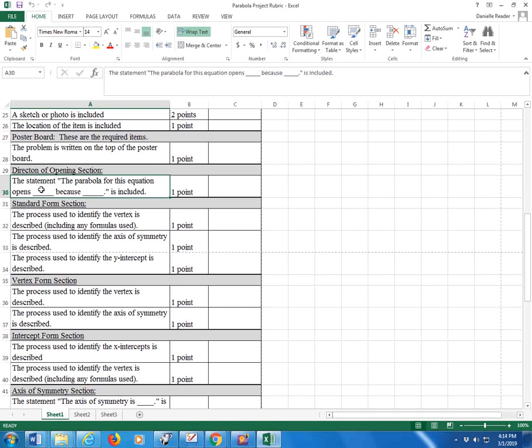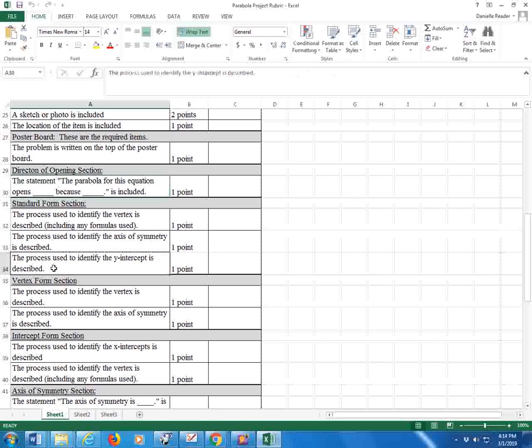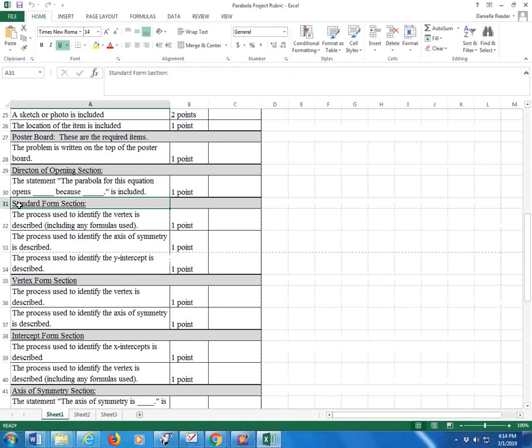When it's in standard form, to find the vertex, you use the equation x equals negative b over 2a, and you plug that in to find y. That's the process that you've got to write on your poster. How did you identify the y-intercept in standard form? Well, you set x equal to 0, so the y-intercept for me was 0, negative 27. It's equal to the constant when it's in standard form.